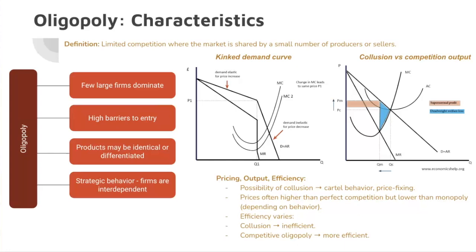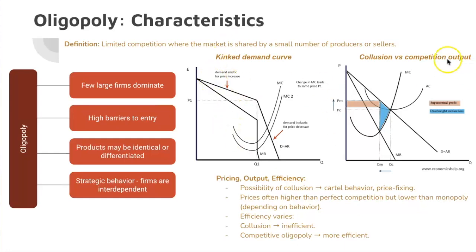Second, competitive oligopolies. Firms compete aggressively on prices, quality, and innovation. In this scenario, outcomes more closely resemble perfect competition, with lower prices and greater efficiency. The graph illustrates this. The kinked demand curve model explains price rigidity. Firms are reluctant to change prices because rivals' reactions are asymmetric. The collusion versus competition graph shows how different oligopoly behavior produces vastly different prices and output levels.